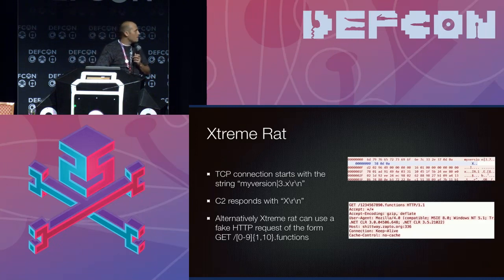Those are the most common. And the C2 server always responds with the character X followed by line feed carriage return. That's like super signatureable, right? Snort signatures already exist and such. It's very easy to watch for that.